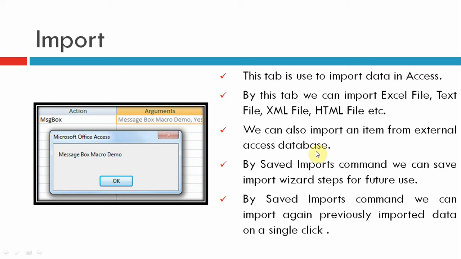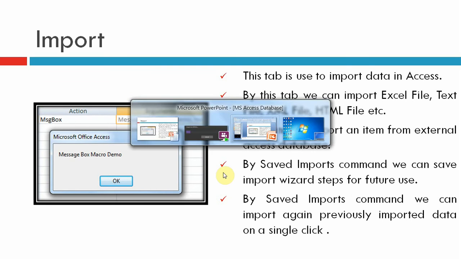If an Access database exists and contains some tables or forms, we can import them into an Access database also. By the Saved Imports command, we can save import wizard steps for future use. By saved imports, we can import previously imported data again with a single click. As soon as we click on the Run button after selecting the previously saved step, that data will automatically be imported into the database. We will look at it practically.